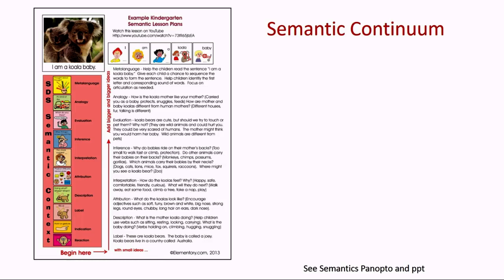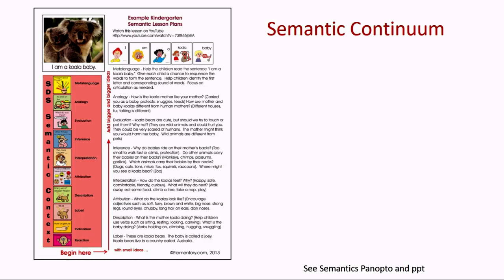Okay, the semantic continuum refers to the diagram on the left. At the bottom you see a reaction, which is just looking at something when you hear something or responding in some way to some sensory information. Indication is pointing, and that could be a legitimate answer if you say, well, can you find this in the picture? The first verbal one is labeling.